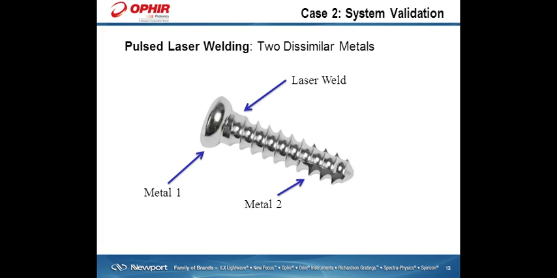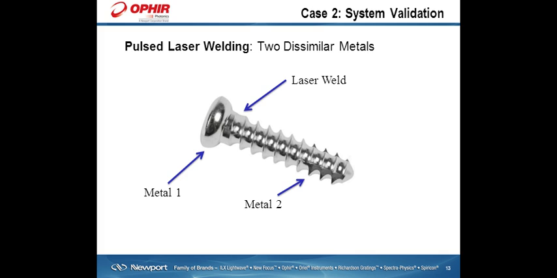Case 2 is a laser system validation story. So again, we've got a pulsed laser welding system, and what we're doing with this particular system is we're welding 2 dissimilar metals.